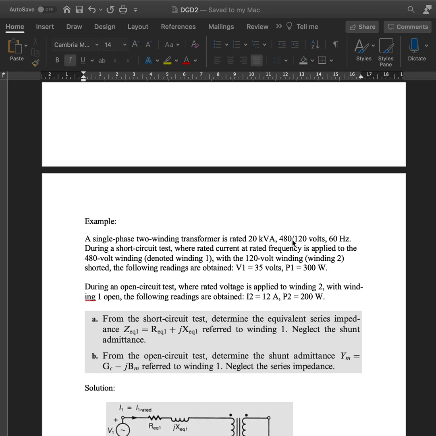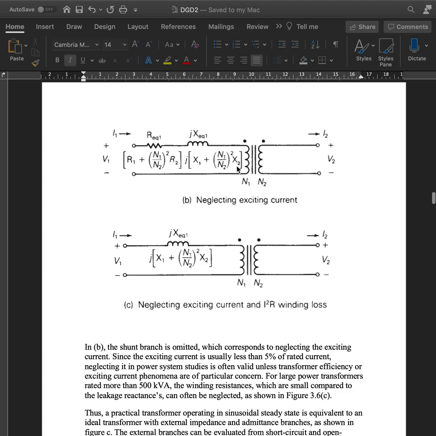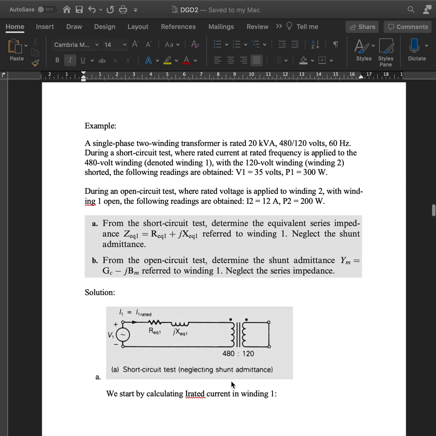From the readings, determine the equivalent circuit impedance Z equivalent 1, which is R equivalent 1 plus jX equivalent 1, referring to winding 1, neglecting the shunt admittance. Okay. As we have seen here, we will be using this circuit right there for the test. So we have the short circuit test, basically neglecting the shunt branch that was supposed to be in the middle right here. So we have the following diagram.